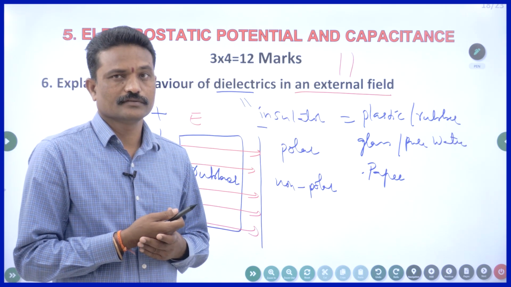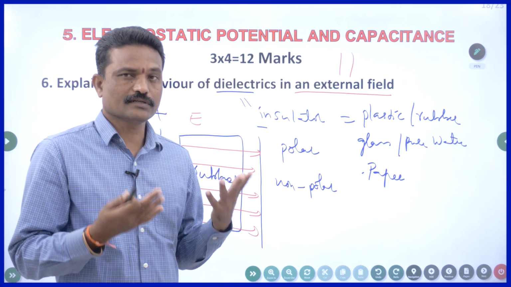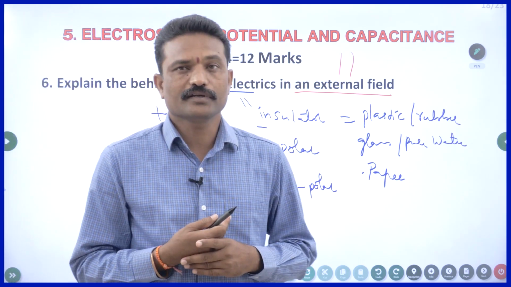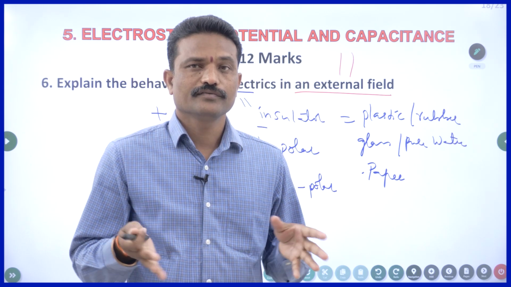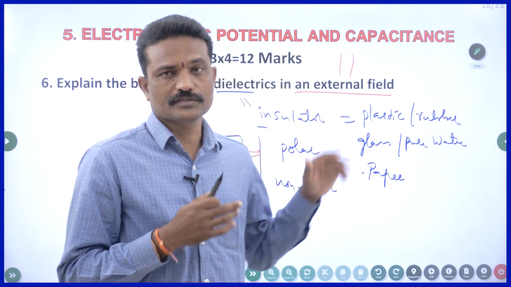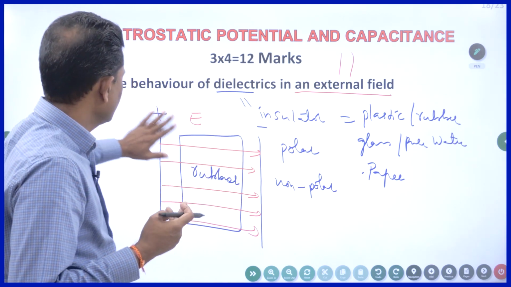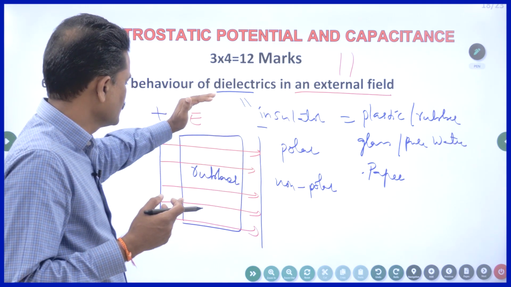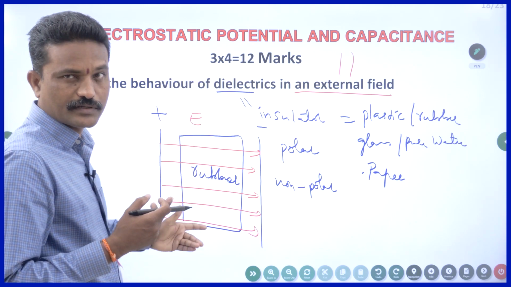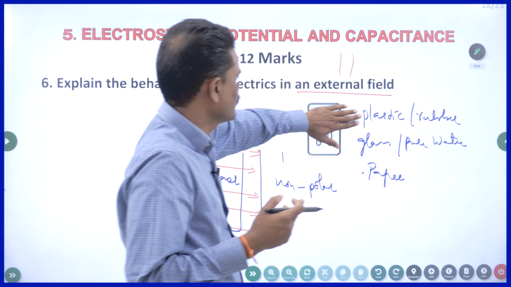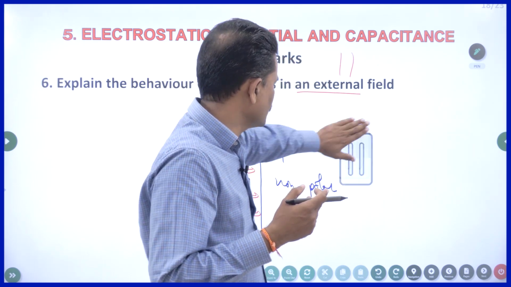Are you following? If I place such substances in between the plates of a parallel plate capacitor, what happens within them? That is the question. Simple explanation, no derivation, right? So I am placing a rubber or some glass slab, mica or something. So I am studying their behavior. What happens at their atomic level?